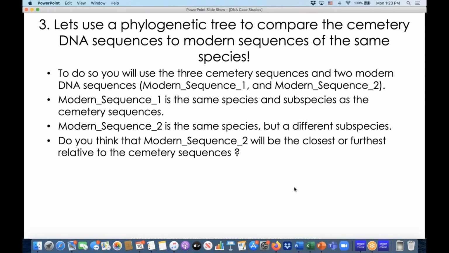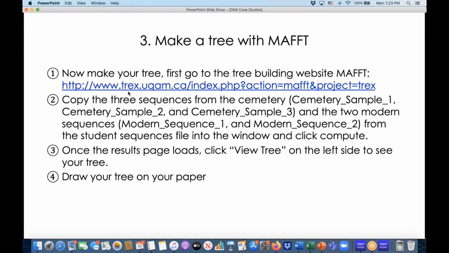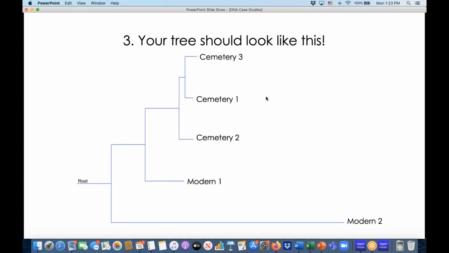So they go to a website where they can input their sequences into a window, and then they hit the compute button, and then they wait, and then a page loads, and they literally click a view tree button. And then what we ask them to do is draw their tree on a piece of paper. It shows up on their screen, but if they draw it on paper, they can run around and show it to one another. And basically what they find is their tree should look like this.